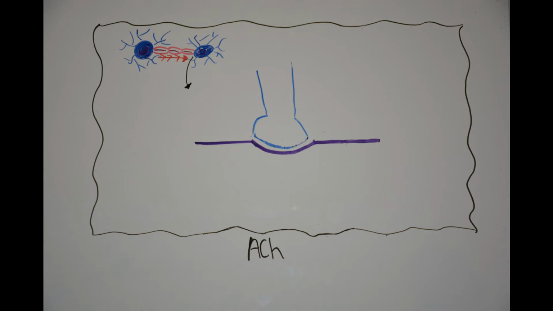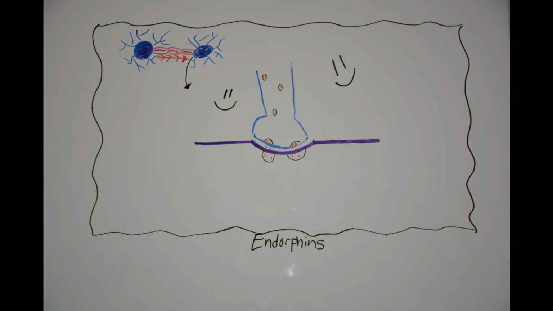ACH is a chemical that enables muscle action, learning, and memory. This is one type of package that can be delivered from one neuron to another. Endorphins are natural drug-like neurotransmitters linked to pain control and pleasure in our brains.